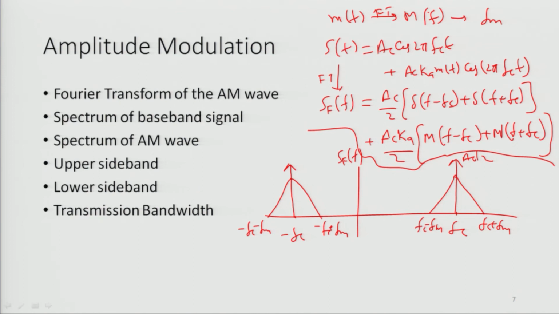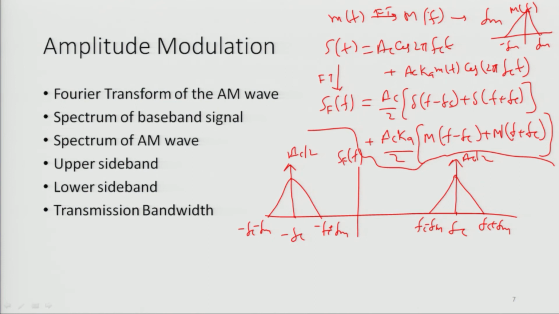Spectrum of the baseband signal, we have already plotted, that is at frequency 0. This is the M(f), from −fm to +fm. That comes at the carrier frequency fc and −fc, along with the Ac/2 δ(f − fc) and δ(f + fc). Its amplitude is Ac/2.